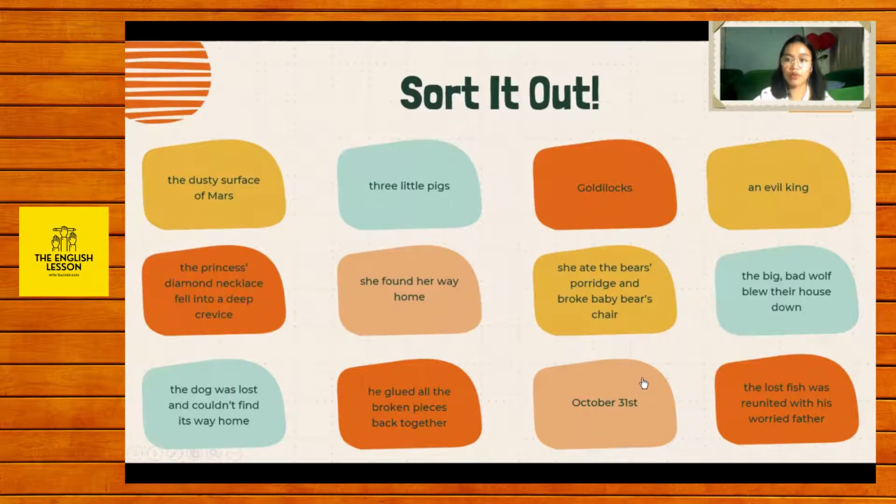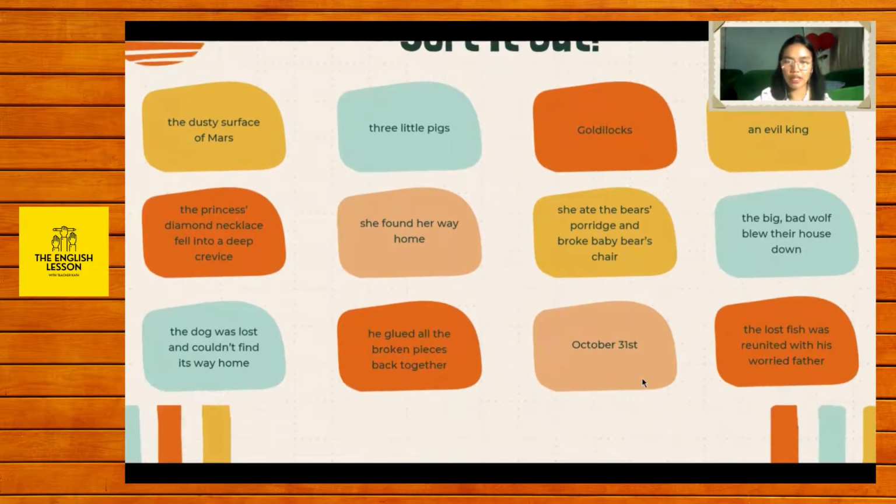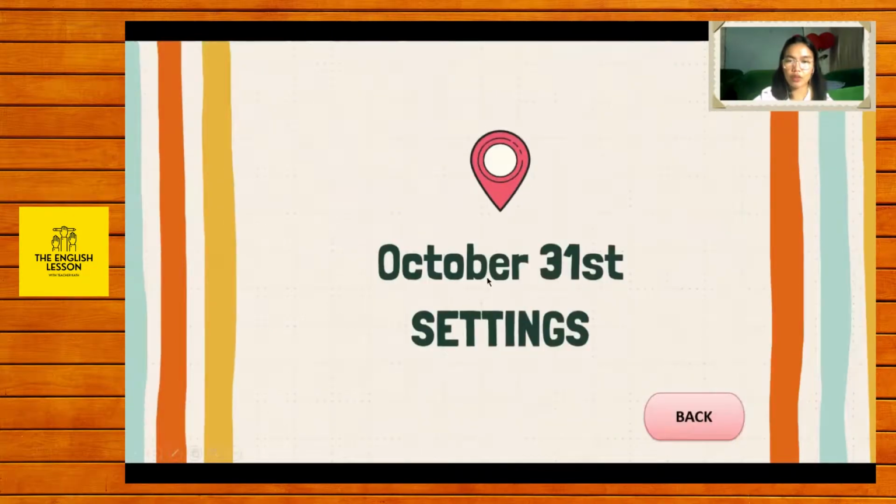So October 31st, what do you think? Is it a character? Is it a setting? Is it a problem, or is it a solution? Let's hear it. Okay, let's see if you are right. October 31st is under the setting. So yes, good job. You're really getting better.